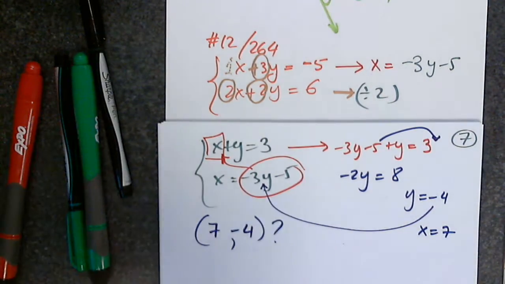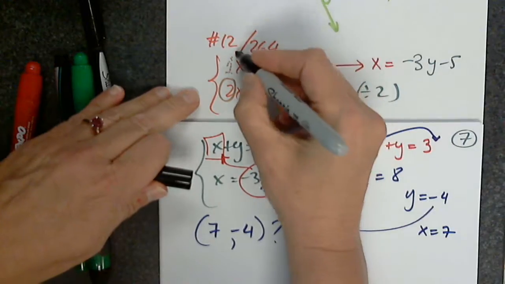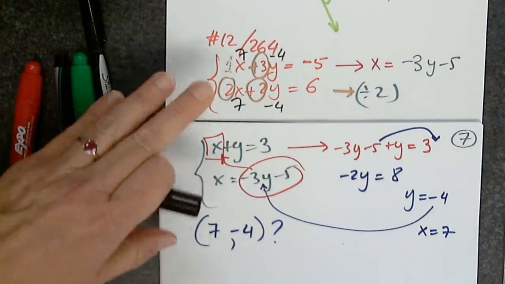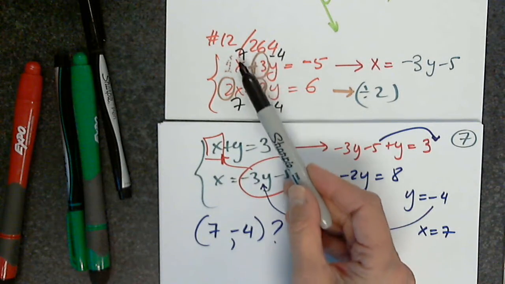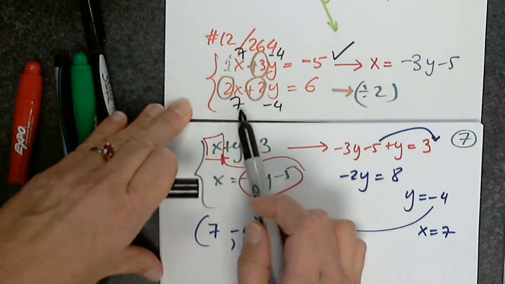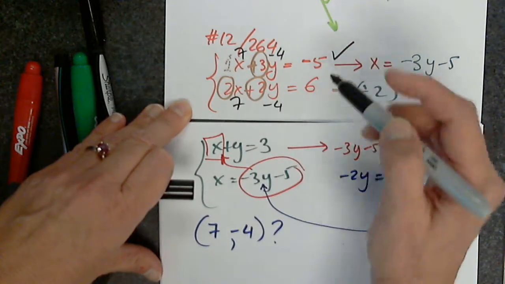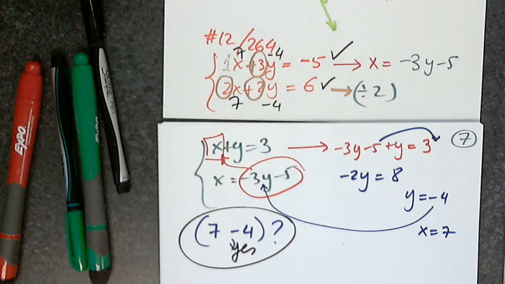Do you trust that? I don't. I have to go back and check. So I'm going back to the original problem with 7 and negative 4. Well, let's see what happens. 3 times negative 4 is negative 12. 7 minus 12 is indeed negative 5. Check. 14 minus 8 is indeed 6. Check. And I don't need anyone to tell me whether it's correct. I checked in both equations and it works.